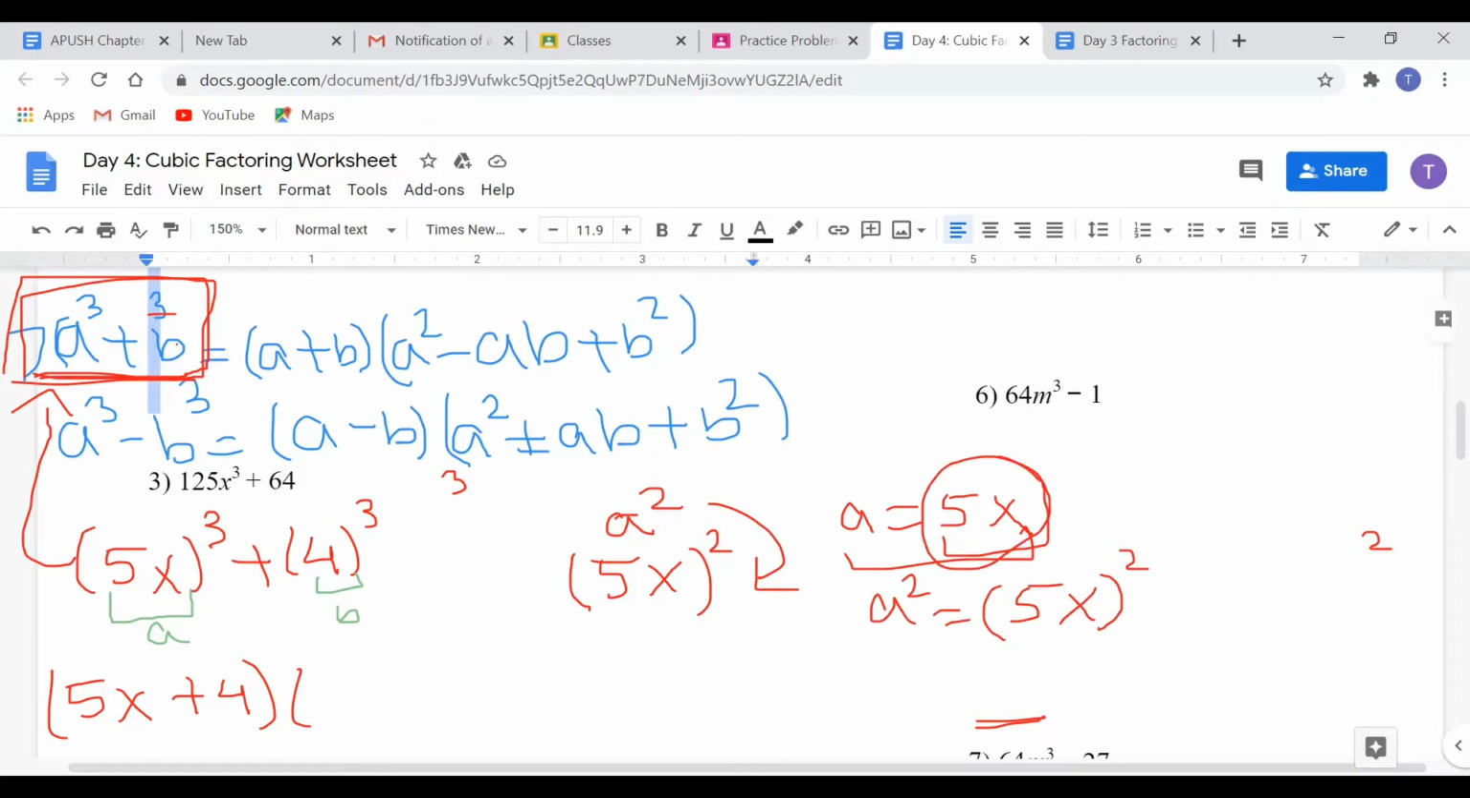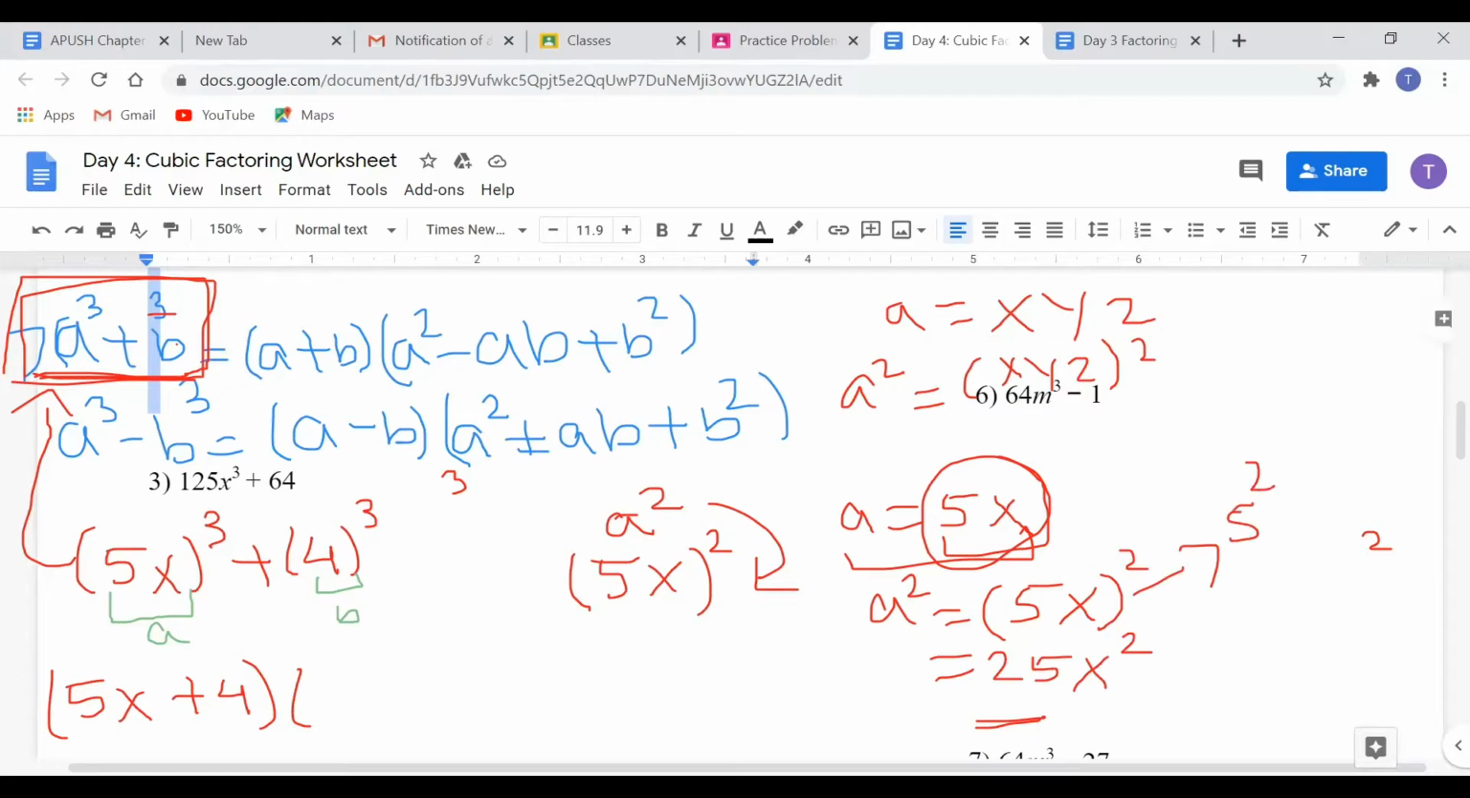So if my A was, let's say, x, y, z, then my A squared should be x, y, z whole squared. I have to raise all of them to the second power. You cannot just raise one to the second power and leave the other one out. So A squared is 5x whole squared. Well, that should give you 25x squared. Because if you do it individually, this is equal to 5 squared times x squared. So 5 squared is 25, and x squared is just x squared.